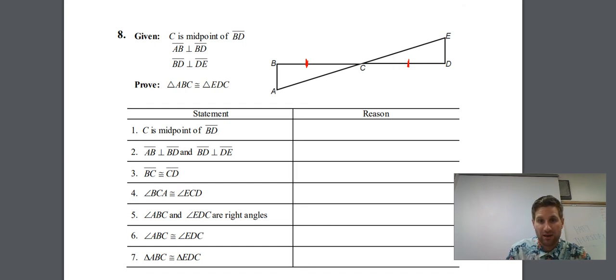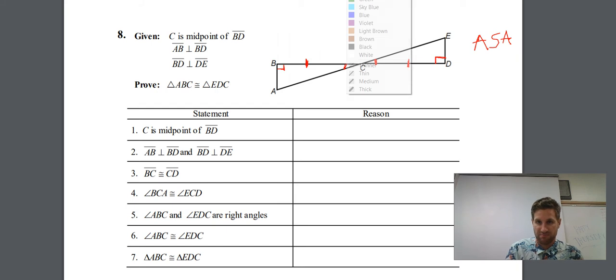So AB is perpendicular to BD. So this means there's a 90-degree angle right here, and BD is perpendicular to D. So that means there's a 90-degree angle right there. Okay, so we have an angle again and a side, and we should all notice these are vertical angles right here. And so we are going to get, again, angle, side, angle. We figured it out. All we have to do is basically explain that.